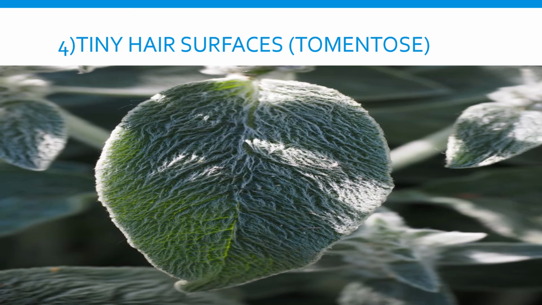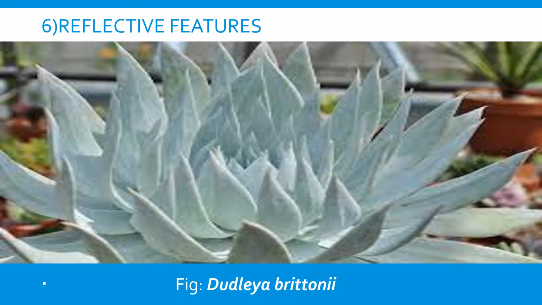The fourth adaptation is the tiny hair surfaces, and these tiny hairs are present on the leaf surface. These tiny hairs are mainly called trichomes. What will be the function of these tiny hairs? They will help in the reduction of the airflow and help in the reduction of the water loss.